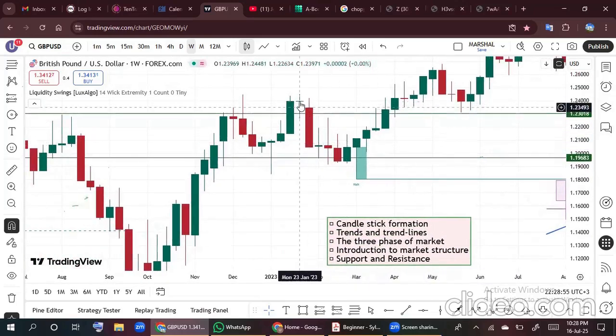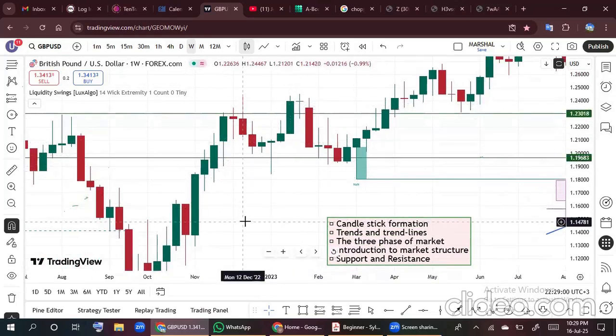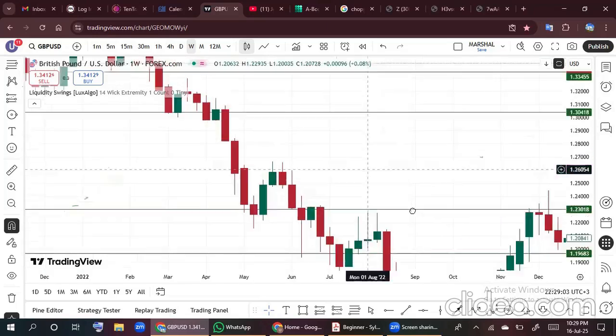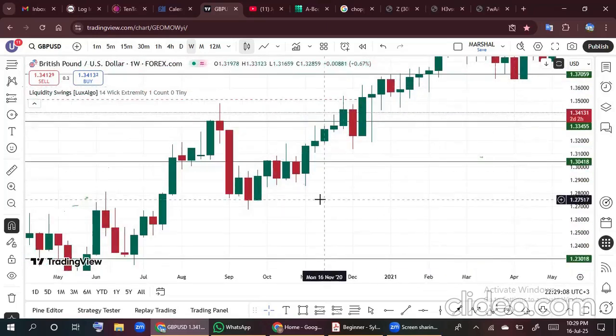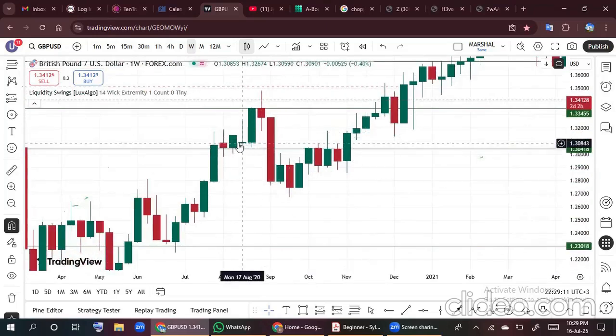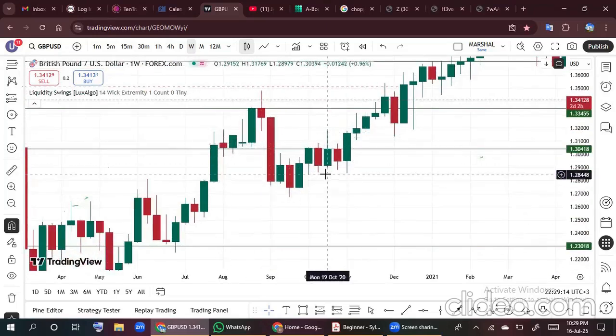This is dragonfly doji, right? This one is a dragonfly doji. It's more like a T on the top side. But the flip side of it is the gravestone doji. So the T, something like this, but with a thinner body. So that's for the bearish side.